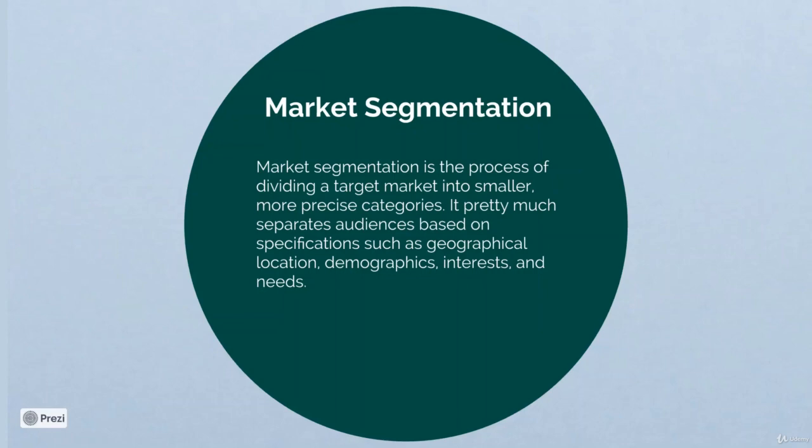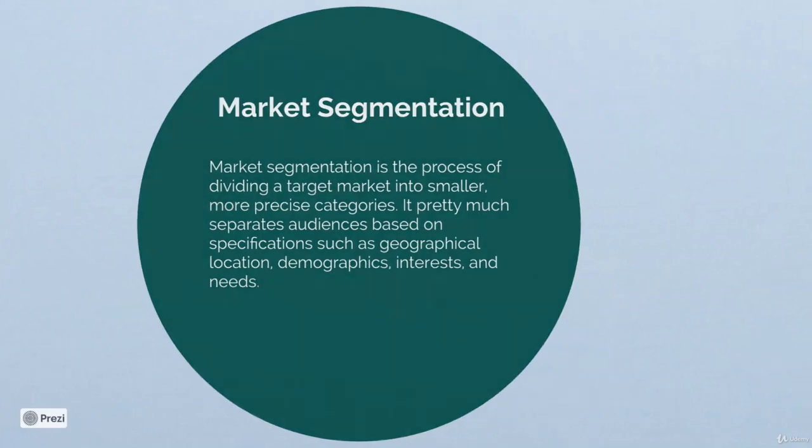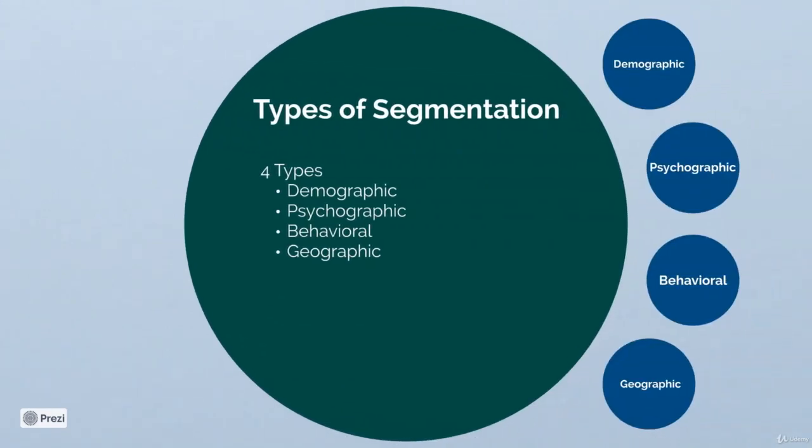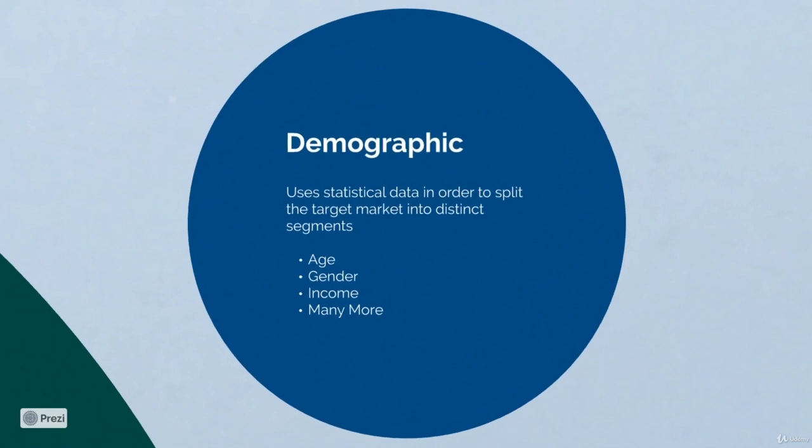Now that we know more about market segmentation, let's go into the four main types of market segmentation. So, like I said, there's four types of market segmentation. There's demographic market segmentation, psychographic market segmentation, behavioral segmentation, and geographic segmentation. Let's go into more depth.